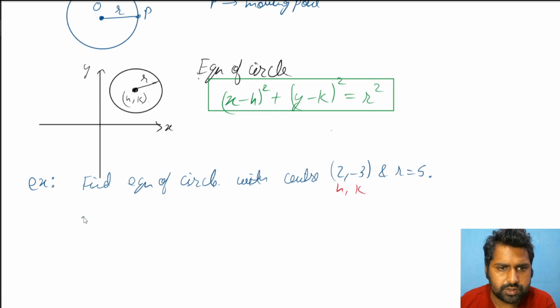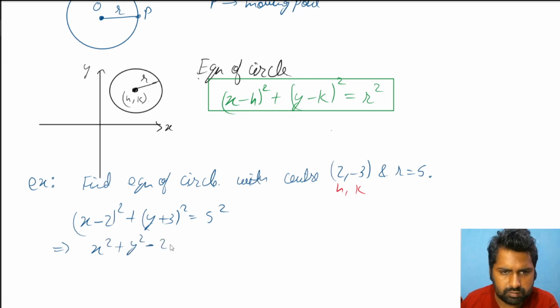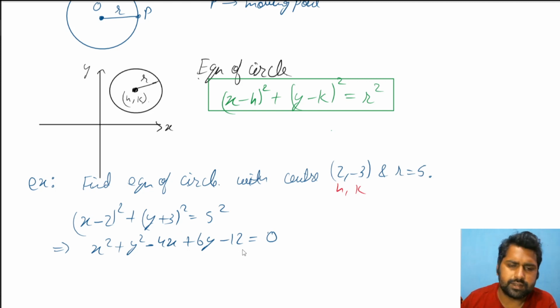So let's put it in the equation. x minus h is 2 whole square, y minus minus 3, so plus 3 whole square is equal to r square, r is 5 square. This is the equation of the circle, or we can expand it also. Once you expand it using whole squares, you'll get x square plus y square minus 4x plus 6y minus 12 is equal to 0. Get everything on the left, you'll get this equation.